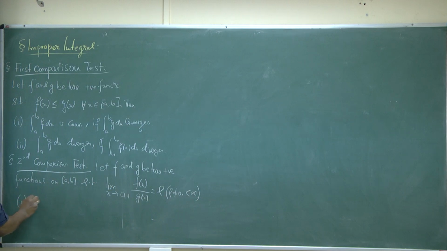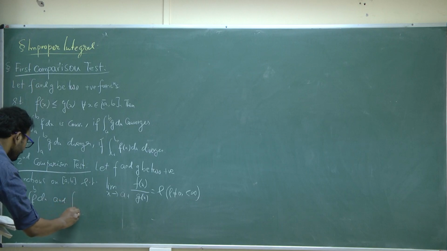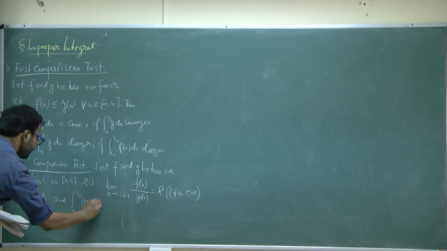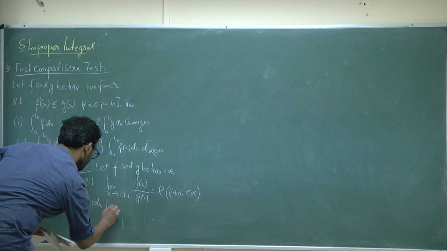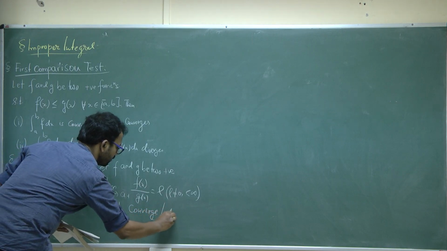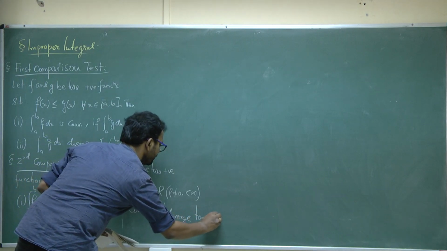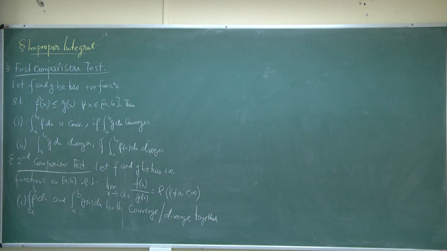Then the first conclusion is that the integral from a to b of f(x) dx and the integral from a to b of g(x) dx both converge or diverge together. Converge or diverge together.